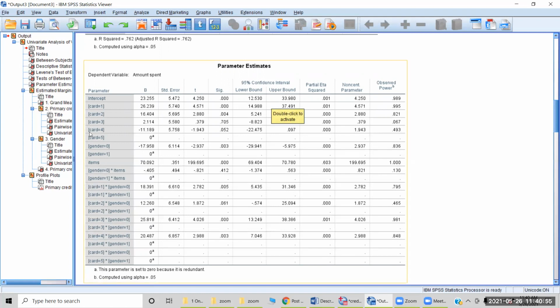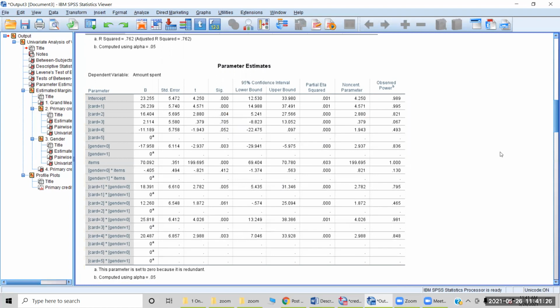So card number 3 does not significantly differ from the average expenditure. Actually, how to read it? Average expenditures on card number 3 are not significantly different. So it is not significant. But as far as expenditures on card number 1, significant. Card number 2, significant, significant.